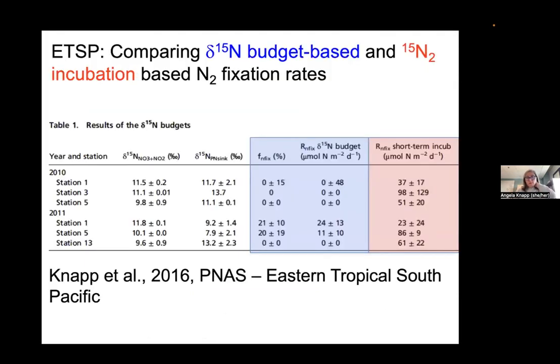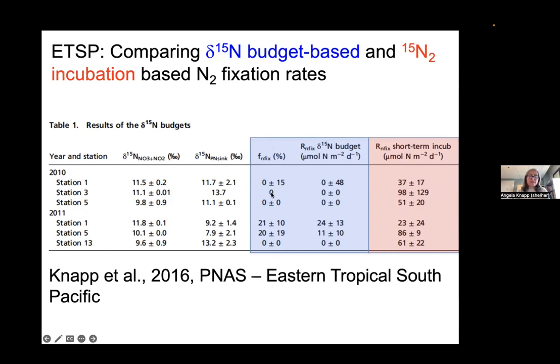But then what I told you a little bit ago is that we like to compare the results of the geochemical estimates of nitrogen fixation with bottle-based rates or other tools and techniques to try and get a sense of how much confidence we should have in our results, right? And so what I'm showing you here are results from the Eastern Tropical South Pacific from 3 stations we occupied in 2010 and 3 in 2011. In the blue are the geochemical based and delta N15 budget based results. So F is the fraction of export production supported by nitrogen fixation.